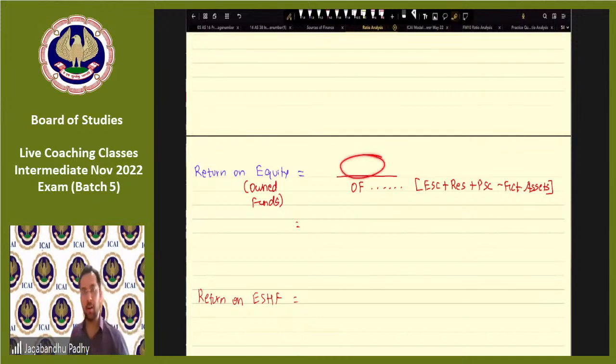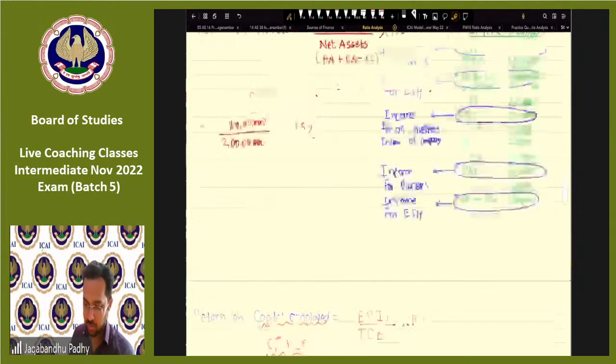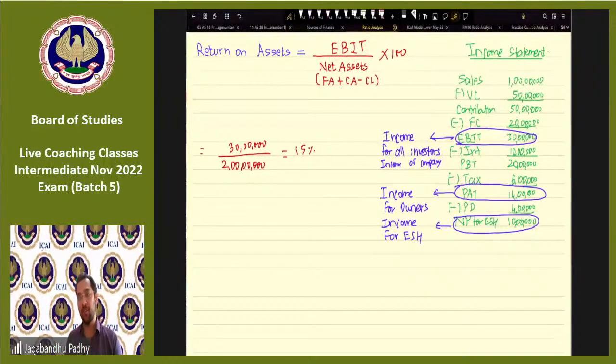Now, what about the numerator? Can anyone think of what should be the numerator in my formula? If I'm talking of return on owned funds, should the numerator be EBIT, should it be PAT, or should it be net profit for equity shareholders? When I say return on owned funds, should it be EBIT, PAT, or net profit for equity shareholders?